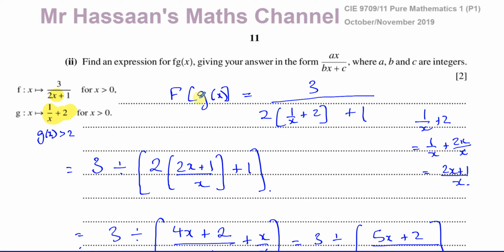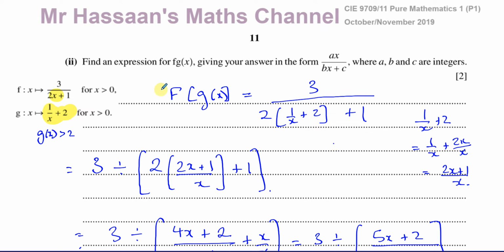So g of x fits completely into f of x. The range of g of x completely fits within the domain of f of x. Therefore, the function f of g of x does exist. Okay, so they might ask you that question. All right, very important for you to understand how to deal with such a question.